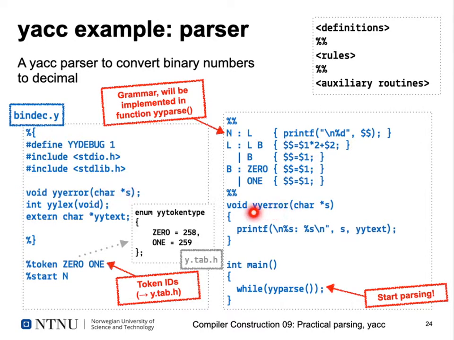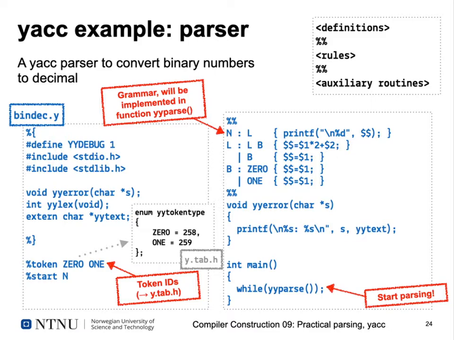So yyerror is defined here, and it just prints the passed parameter as a first string, and finally it prints yytext, the current token where our parser detected that something was wrong with our input. And our main function can be very simple. Our main function simply calls yyparse in an endless loop, and that starts parsing.